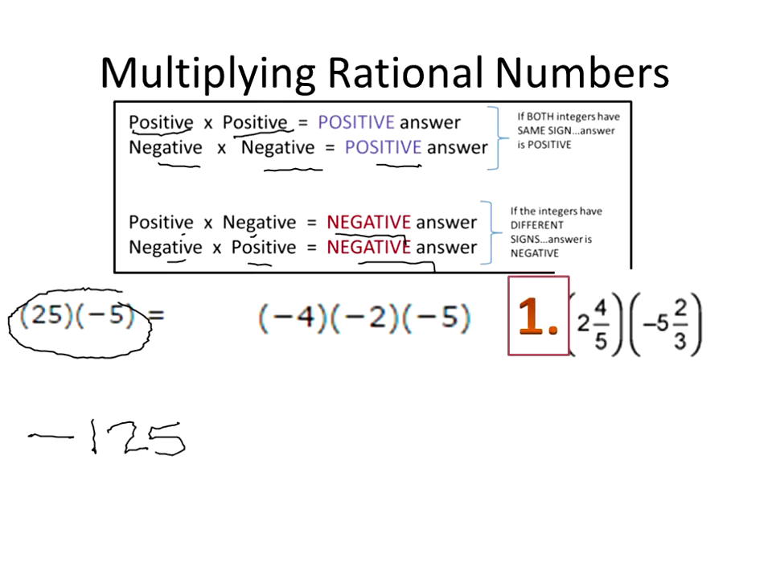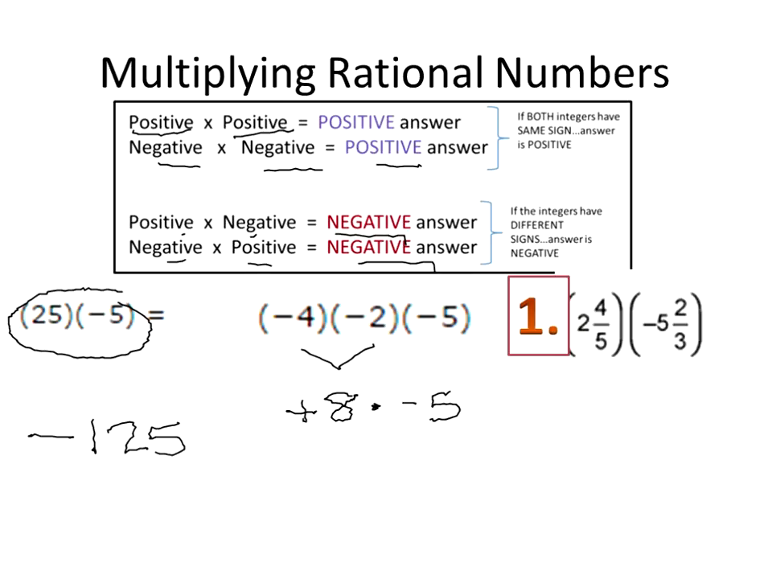Really the only hard part about that problem is to know whether it's going to be positive or negative. All right, now when we have 3 numbers, you have to do this in pairs. So right now I have the same signs, and the same signs are going to be positive. So negative 4 times negative 2 is actually going to be a positive 8. And then I'm going to multiply that times negative 5.